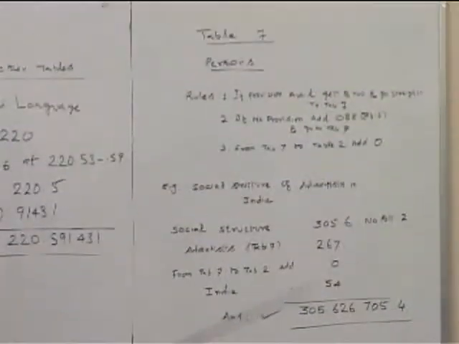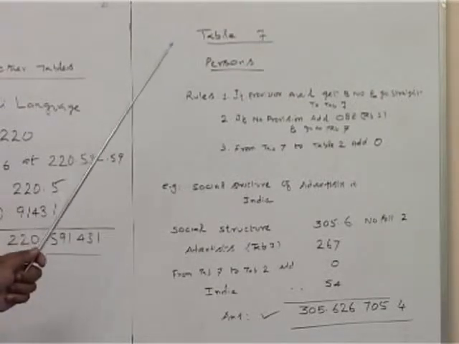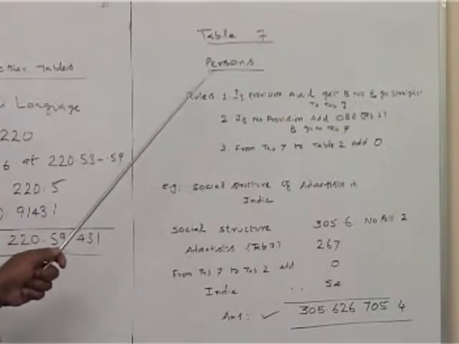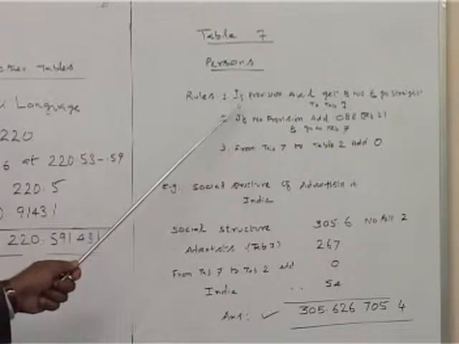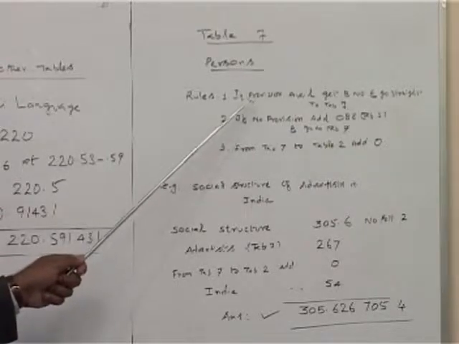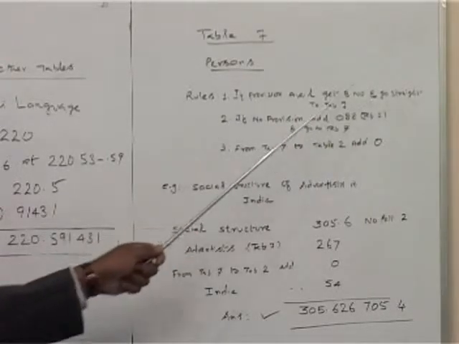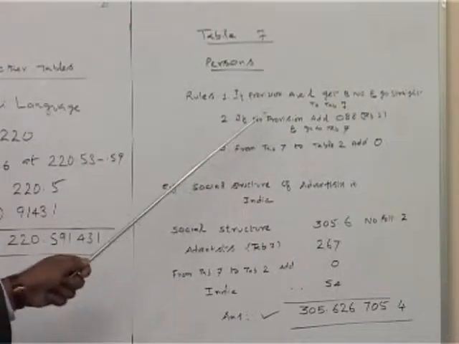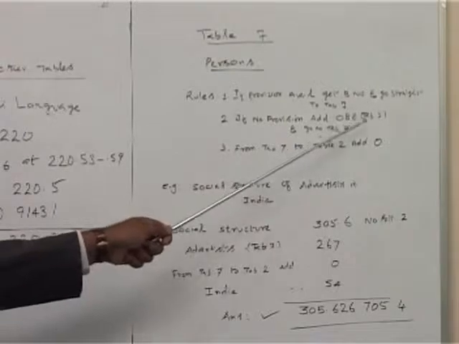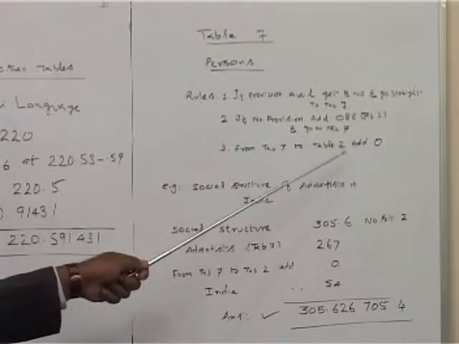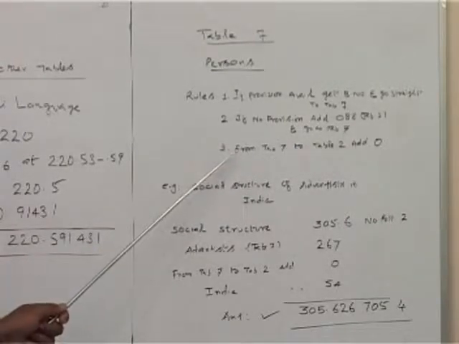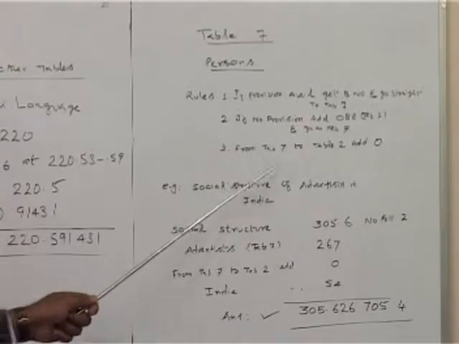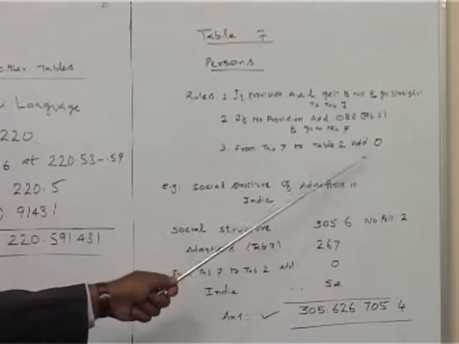That's all. Let us go to the last table, table 7. Go to page number 432. There you can find persons. Now, the last table, table 7, persons. There you can find 3 different rules. If you want to enter table 7, you need a provision: get the base number and go straight to table 7. By chance, if you don't get a provision in the schedule, add 088 from table 1 and then you can go to table 7. If you want to go to table 2 from table 7, you have to add 0. These are the 3 instructions.